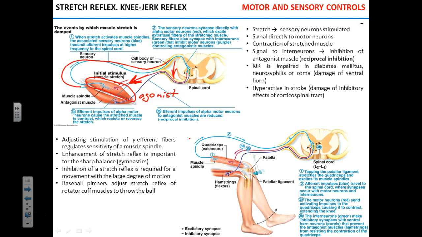Now, think about this. If agonist muscle contracts, can antagonist muscle block this contraction? Yes, it can. That's its function. Do you want it to be counteracted? You do not want it. How can you prevent antagonist muscle from working against the contraction?